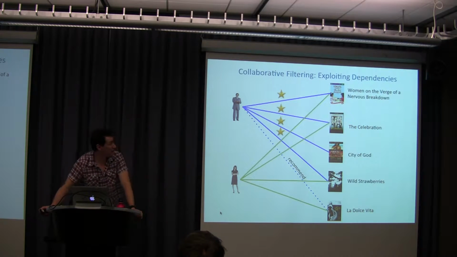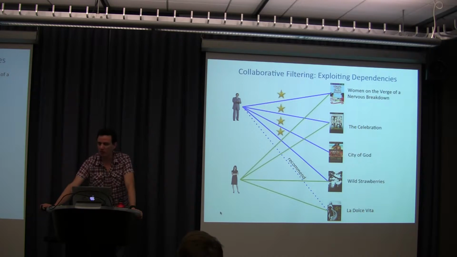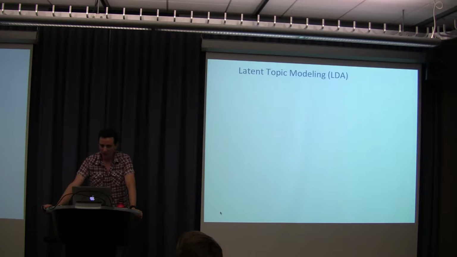graph dependencies in the data. Maybe people watch movies and rated them, and some kind of propagation algorithm in this graph allows us to make better predictions. Another example that we'll talk about today, and I'll show you some results for, is LDA.